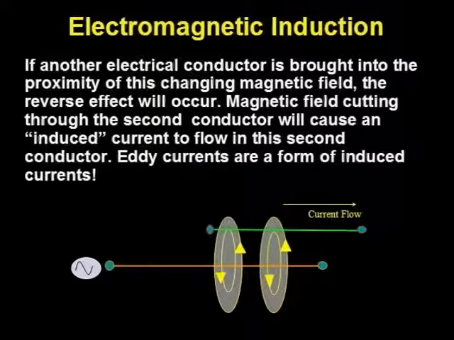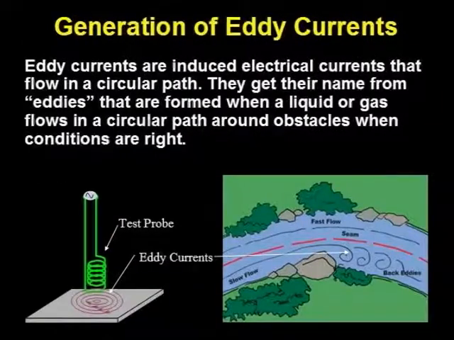If there is a free electron in the presence of a changing magnetic field, there will be a force applied to the electron forcing it to move. Thus, if another conductor which is filled with free electrons is brought close to a conductor which is generating an alternating magnetic field, the force on the free electrons in the second conductor will induce an alternating current in the second conductor. As we will see, eddy currents are simply a form of induced currents.